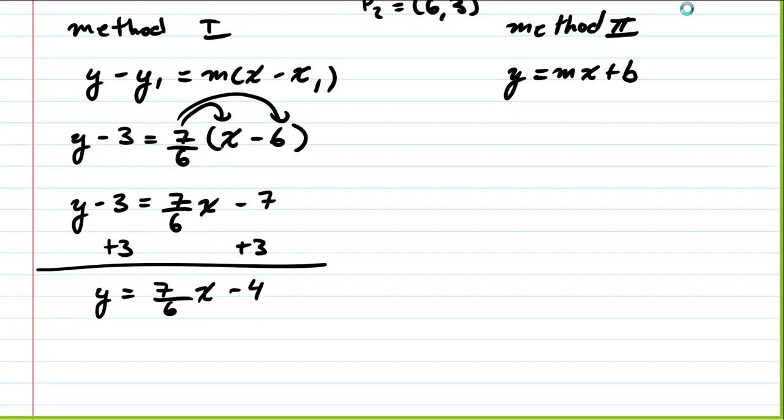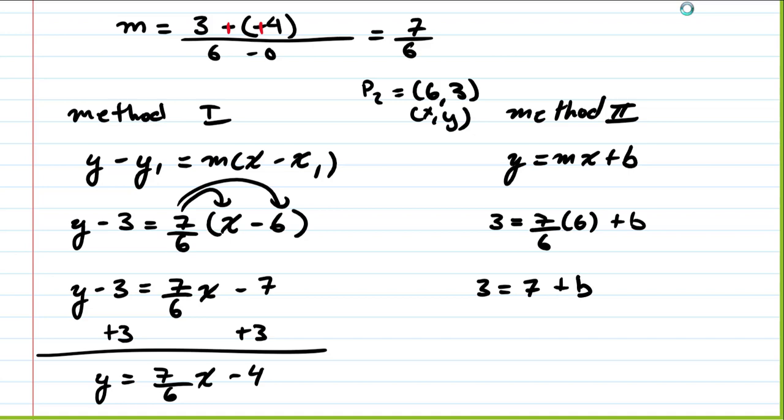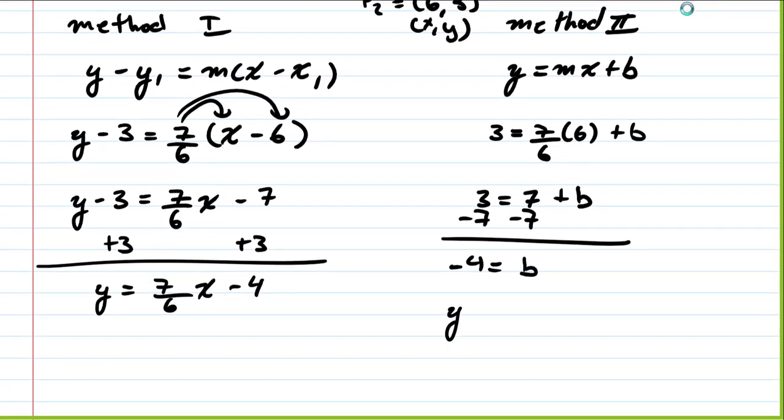We could also do this problem by using the slope and the point that we know. So we have an x, and we have a y, and we have our slope. So it would be 3 is equal to 7 over 6 times our x value, which is 6, plus b. Once again, our 6s reduce out, and we get 3 equals 7 plus b. We minus 7, we minus 7, and we get negative 4 is equal to b once again. So then y is equal to 7/6 x take away 4. So we have found the equation of this line in 3 different ways.